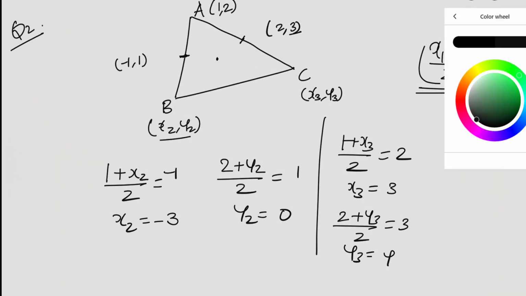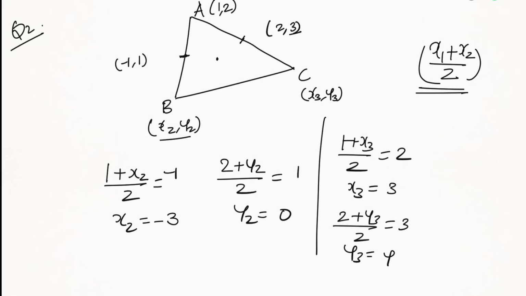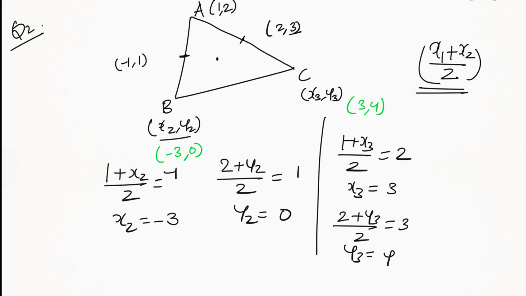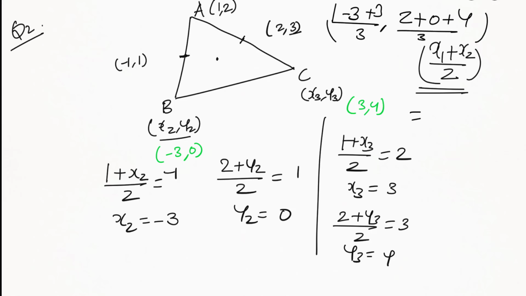So what are the coordinates? x2, y2 is -3, 0. x3, y3 is 3 and 4. And once we know the coordinates of all 3 points, it's very easy to calculate the centroid. We need to just add, right? 1, -3 plus 3 over 3 and 2, 0, and 4 over 3. This will be 1 over 3 and 6 by 3 is 2. This is the answer. Before moving to the next question, let's understand one more concept that is also related to the centroid.